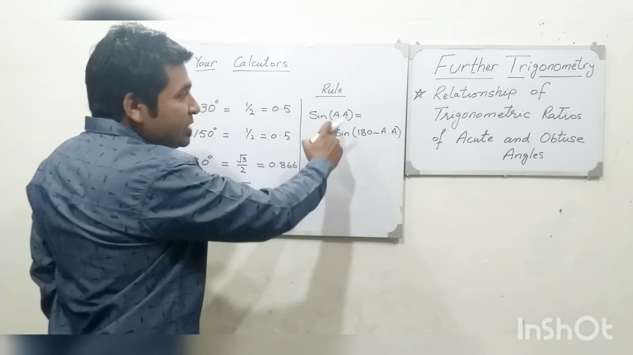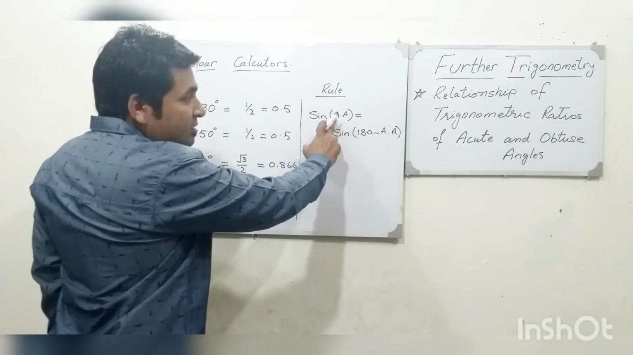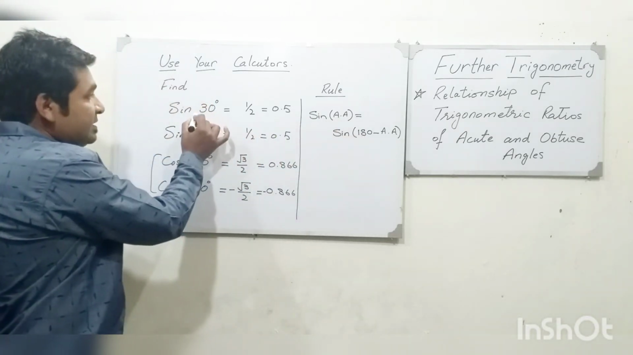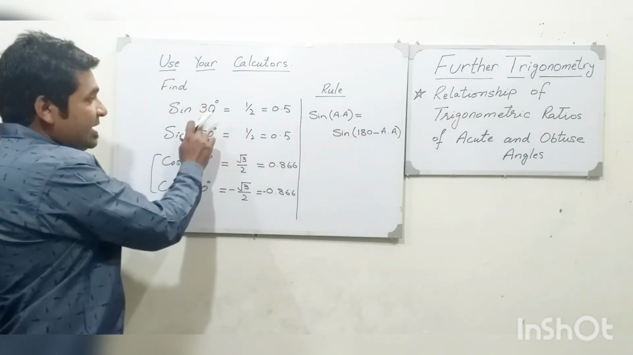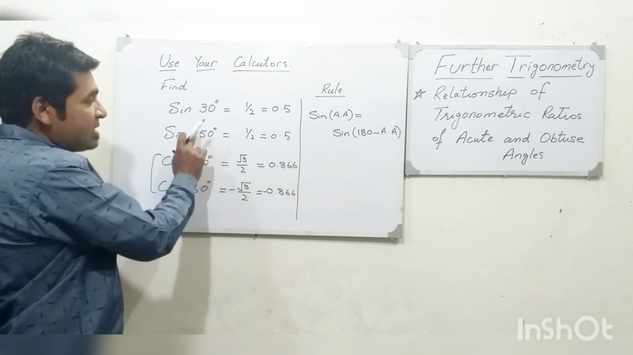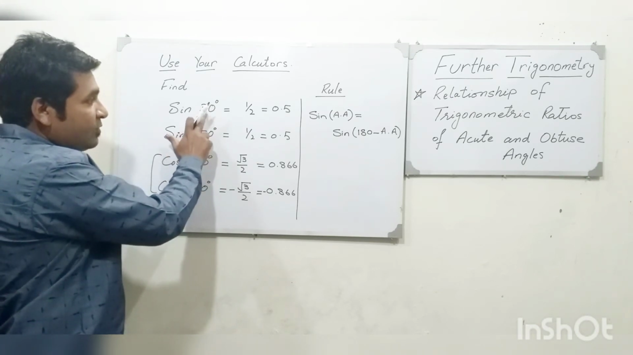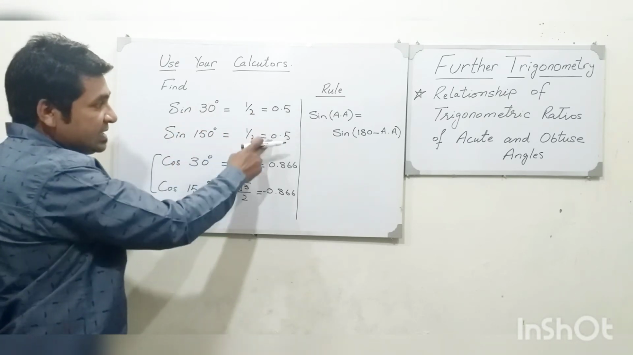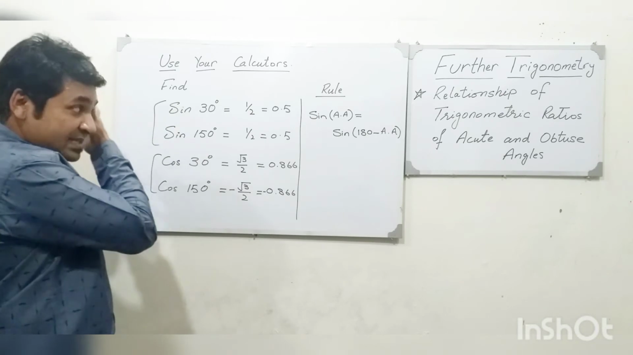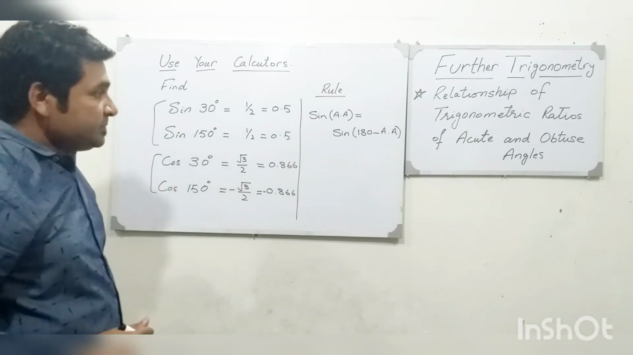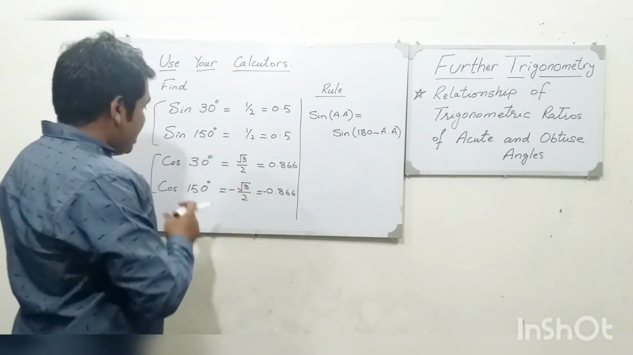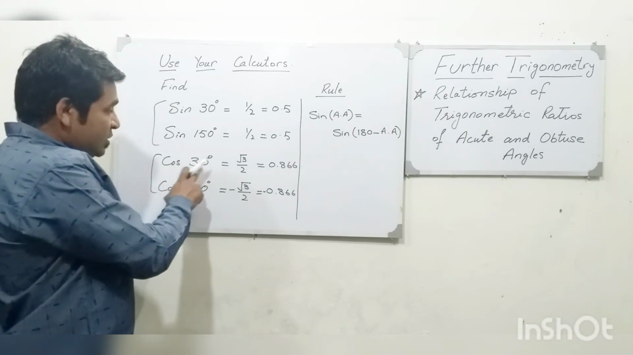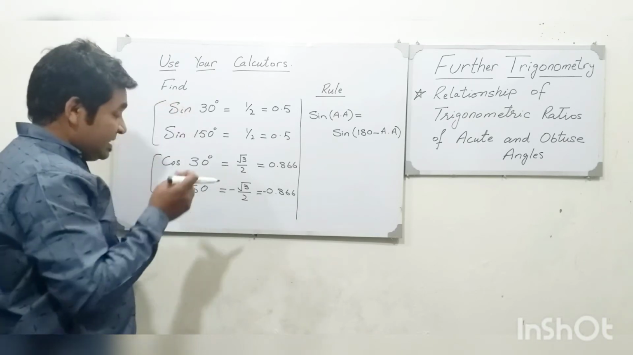So how do we convert an acute angle into an obtuse angle? The same acute angle we subtract from 180 degrees. You can see that this was 30 and this is 150. When we subtract 30 from 180, we get 150, and the values are exactly the same in the case of sine.